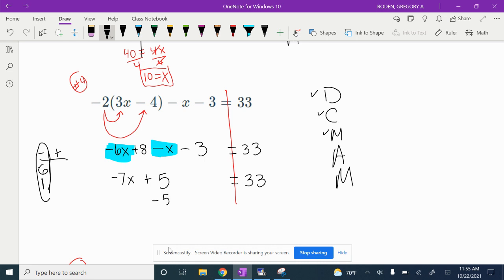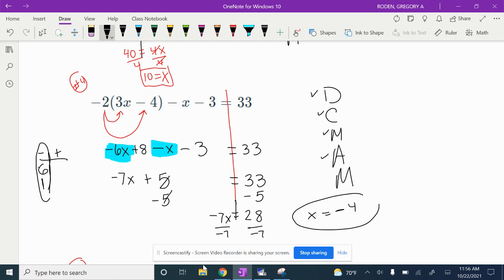The next thing you're going to do is subtract 5 from both sides because we're eliminating addition and subtraction. All right, so now we have -7x equals, now, what's 33 minus 5? I believe that is 28. And the last step we're going to do is eliminate multiplication and division. So we're going to divide both sides by -7. A positive divided by a negative is a negative, and 28 divided by 7 is 4. So my answer is x equals -4.